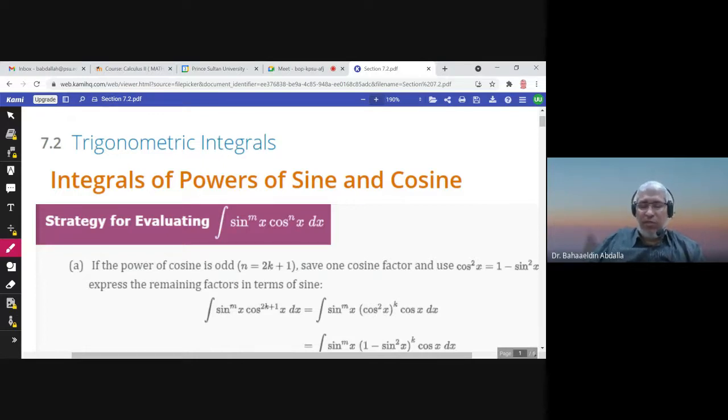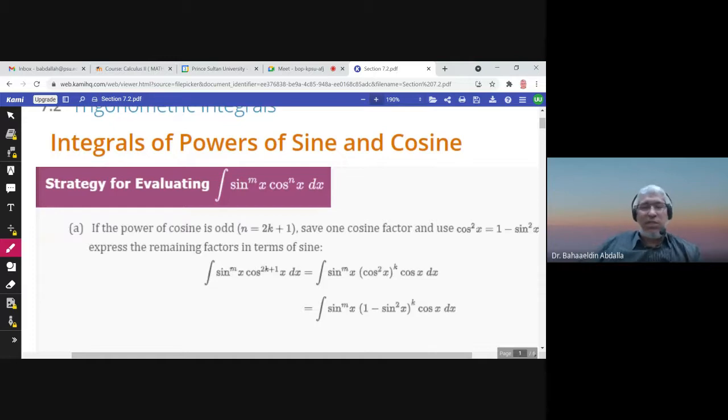This is section 7.2. We continue in techniques of integration, and today we talk about trigonometric integrals. We will talk about integrals of powers of sine and cosine and integrals of powers of tan and secant. Let us start with sine: the integral of sine to the power m times cosine to the power n. This is a strategy to evaluate this integral.